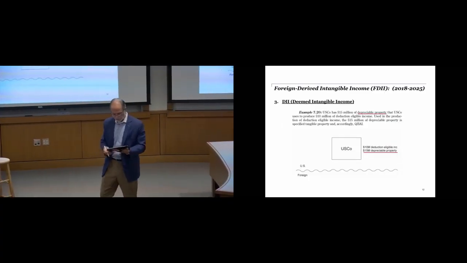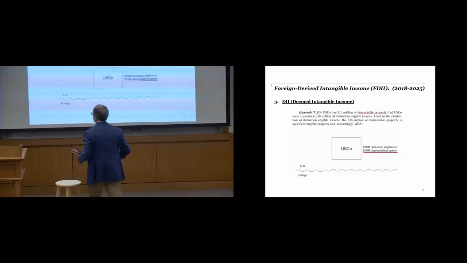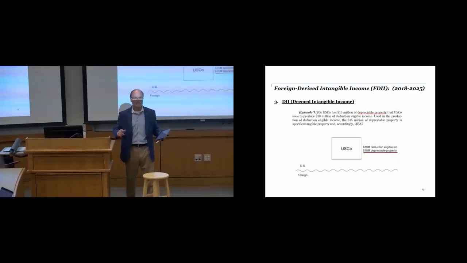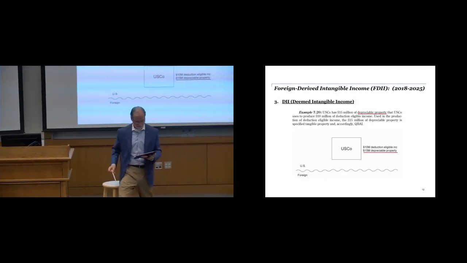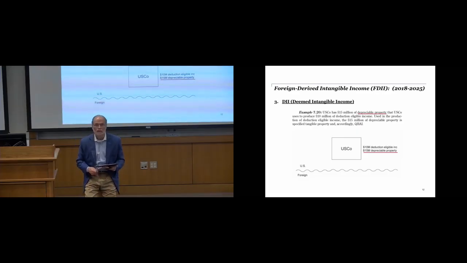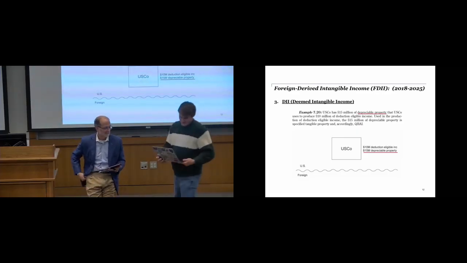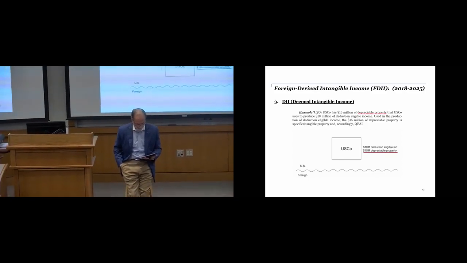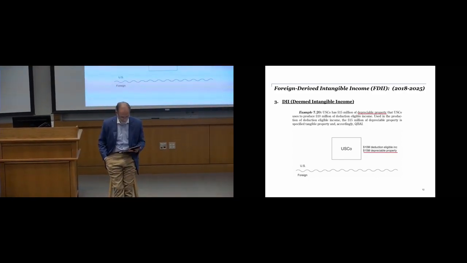Okay, 720. Example 720. So now US Co. has 15 million of depreciable property, and they use this property to produce 10 million of deduction eligible income. Because this is used in the production of deduction eligible income, the 15 million worth of depreciable property is specified tangible property, and accordingly it's qualified business asset.